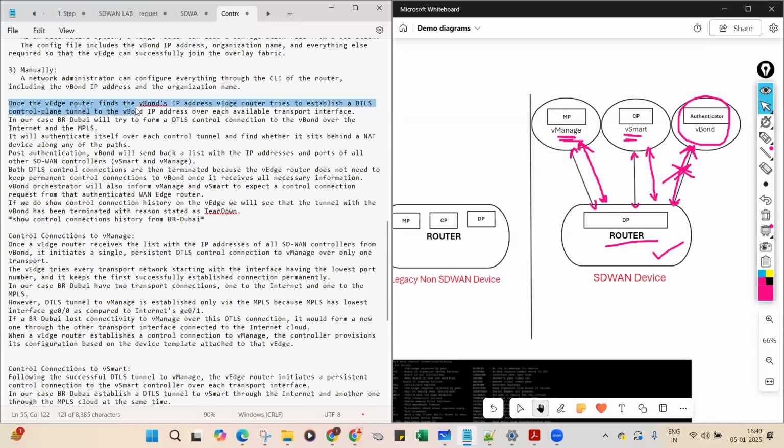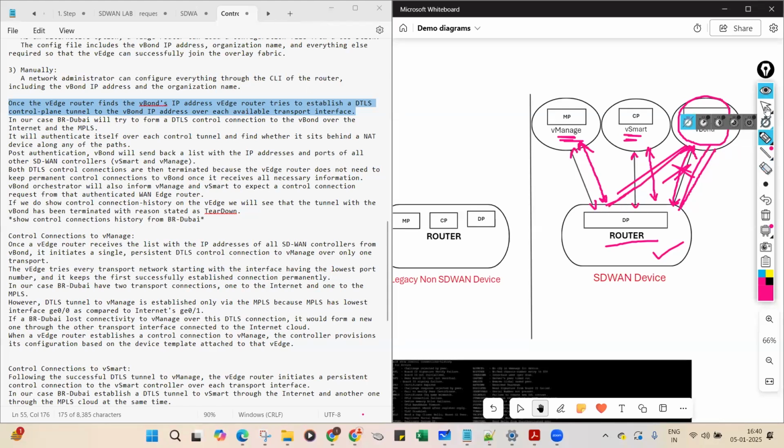Once the vEdge router finds the vBond's IP address, the vEdge router tries to establish a DTLS control plane tunnel to the vBond IP address over each available transport interface. So if we have two interfaces, two WAN links connected on this router, it will authenticate using each of the interfaces.